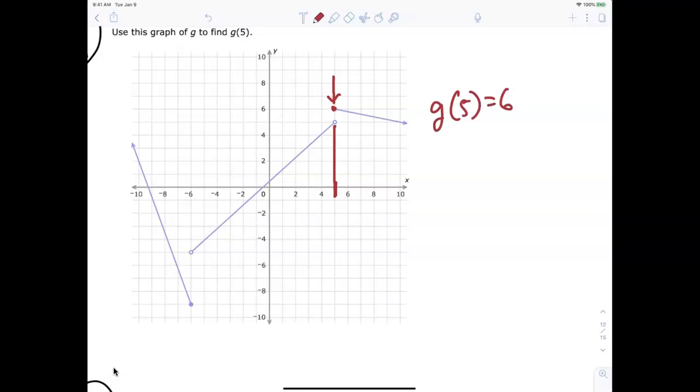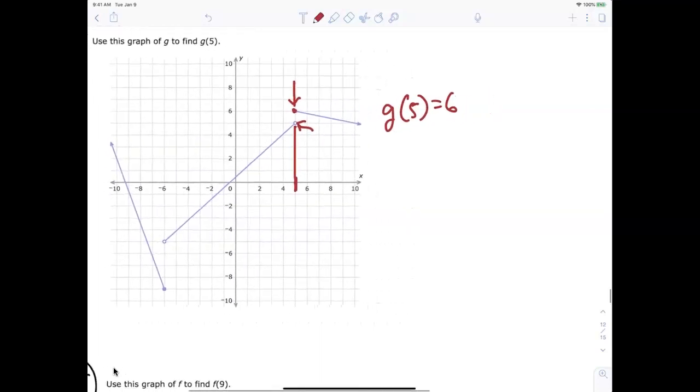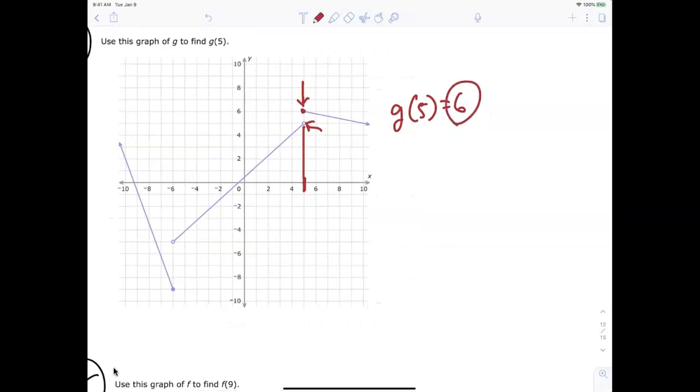This is open, so that means it's everything up to that point, but not including that point. You'll learn a lot more about that in your Algebra 2 class, okay? So your correct answer is 6.